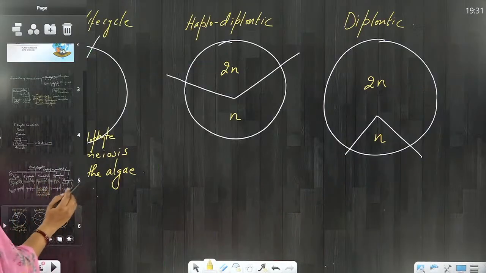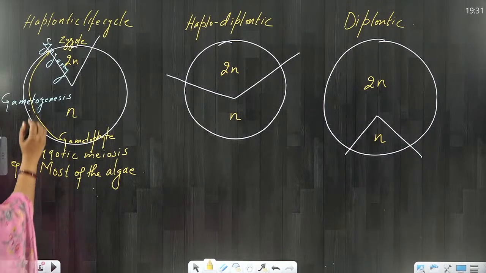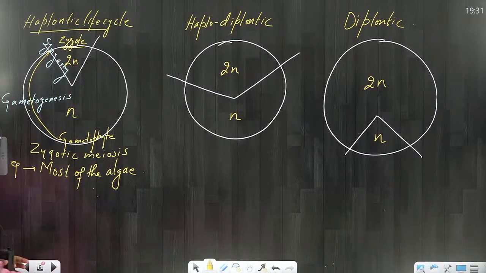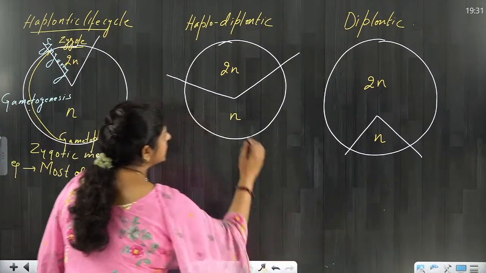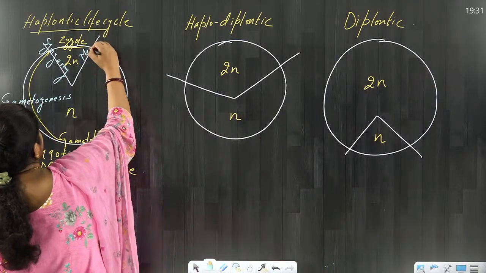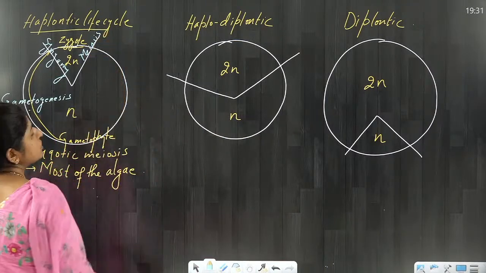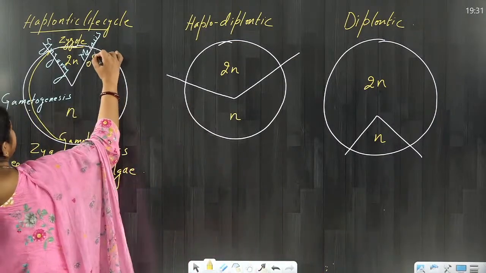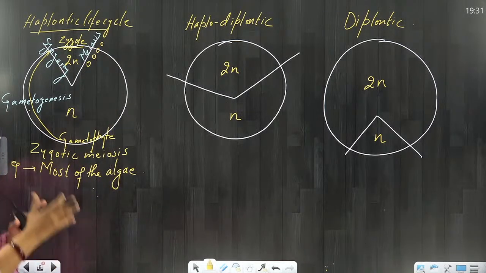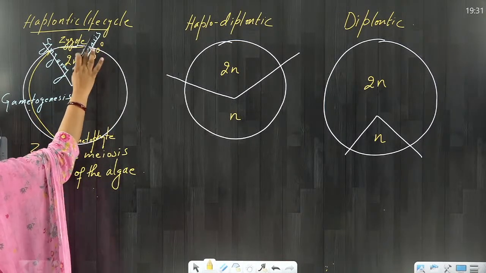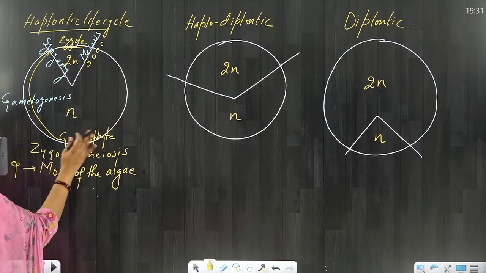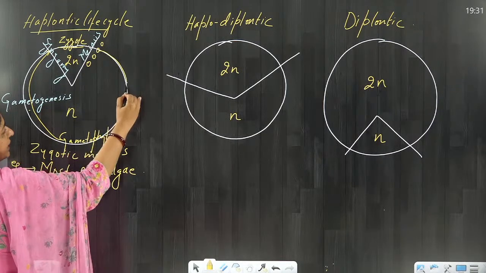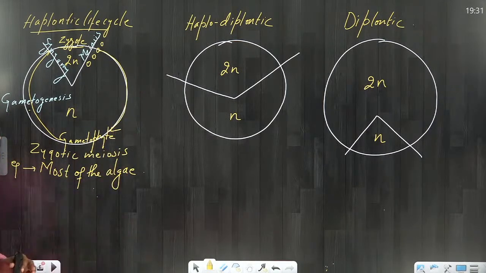Now, if I take this haplontic life cycle, here the zygote undergoes a special thing which is not happening in the other cycles. What is that? It will undergo meiosis. By meiosis, what is going to be formed? Haploid spores. This haploid spore is the first cell which enters the gametophytic phase, and it multiplies by mitosis to form the gametophyte.